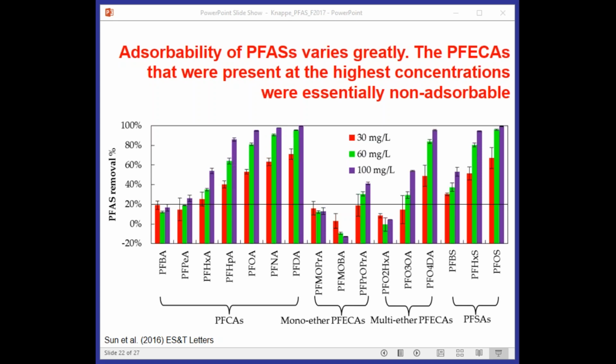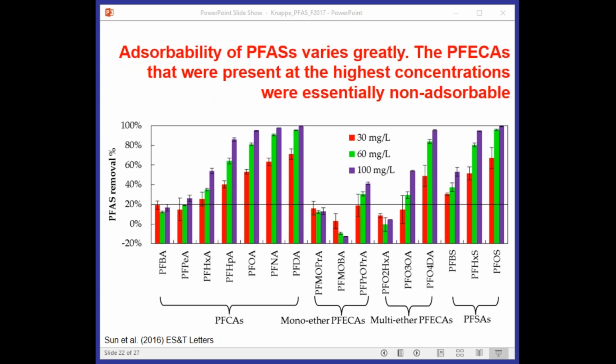I also drew a horizontal line at 20%. The variability of the mass spectrometer is somewhere in the plus or minus 20% range. So any data that fall below 20%, I would say statistically means there is no removal. And so what we see is that short chain compounds like PFBA or PFpentanoic acid are poorly removed.